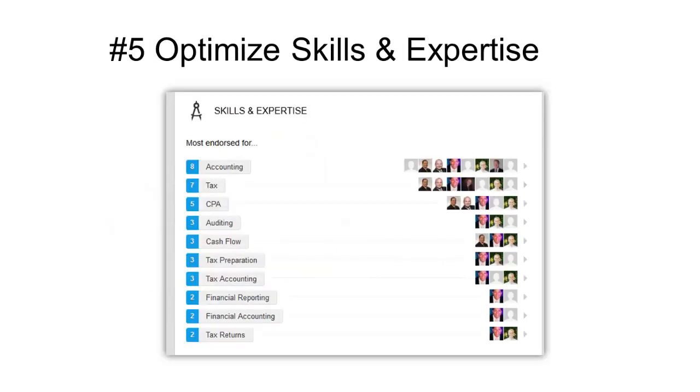Next, you want to optimize your skills and expertise. What you want to do here is, again, put the keywords that you have in as your skills and make sure you don't use too many of them. And don't put in weak ones like Microsoft Office or documentation unless you happen to be an executive assistant. Now your friends then can endorse you on the different skills that you happen to have.